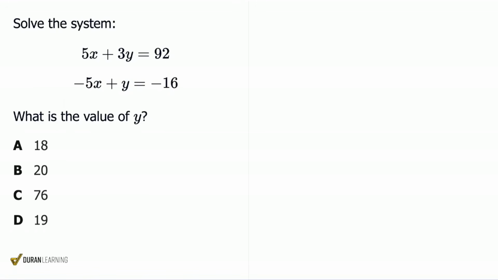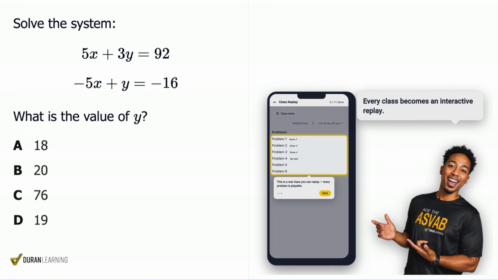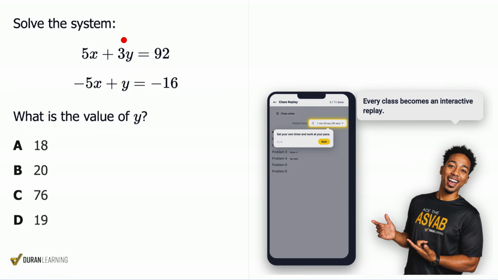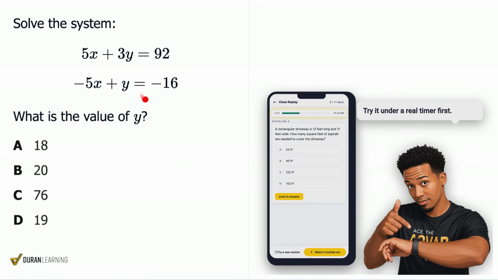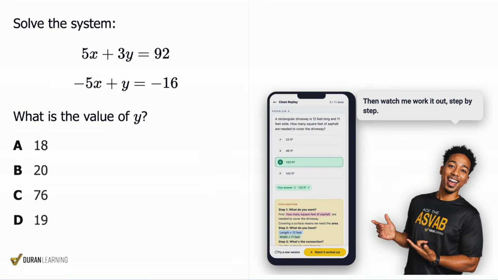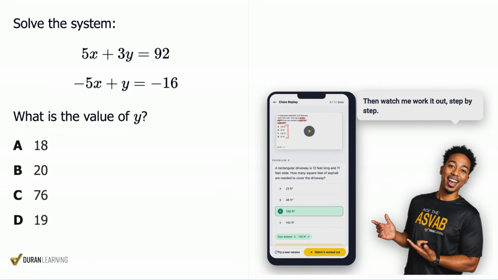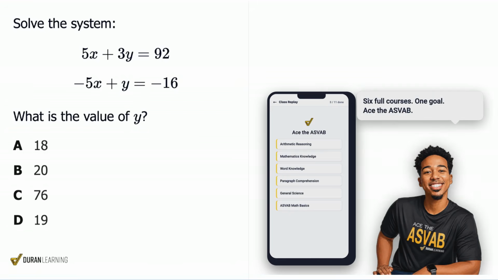All right, so let's go ahead and handle this system of equations here, everybody. First things first, what we have going on is we have 5x plus 3y equals 92. And then we have negative 5x plus y equals negative 16. First things first, everybody. What are we trying to solve for here? X or y? What are we told we're solving for? Yeah, we're told that we're solving for y.